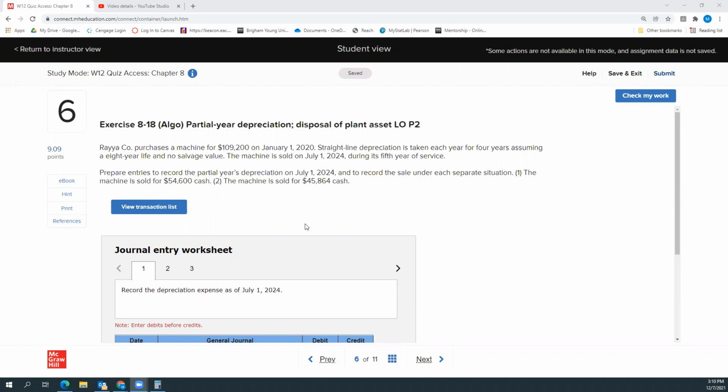Anyway, they purchased a machine for $109,200 on January 1st. Straight line depreciation is taken each year for 4 years, assuming an 8-year life with no salvage value. The machine is sold on January 1st, 2024 during its fifth year of service. Prepare entries to record a partial year's depreciation on July 1st. Record the sale under each separate situation. One, the machine is sold for $54,600. Two, the machine is sold for $45,864.